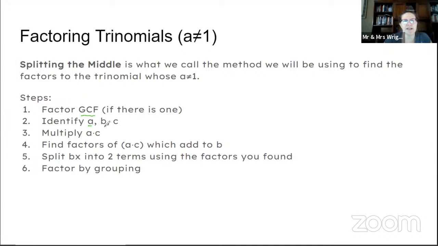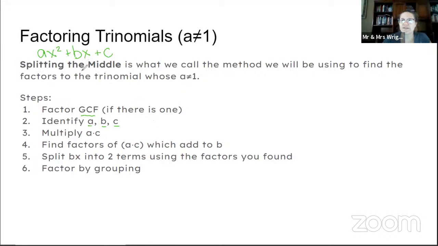Then we need to identify what A, B, and C are. We're talking about the standard form, ax squared plus bx plus c. This is the standard form for a quadratic expression, and we need to identify the A, B, and C in the expression we're given. Then step 3, you multiply A times C and figure out what that number is. Then you need to find factors of A times C that add to B.